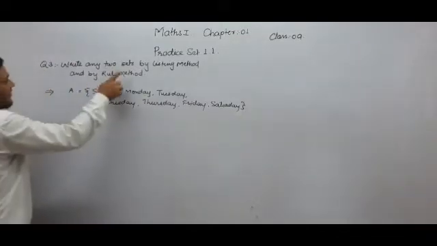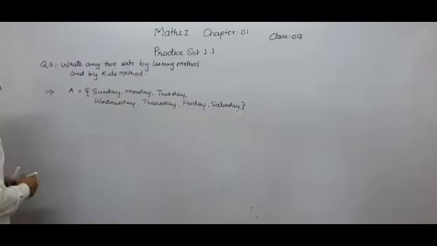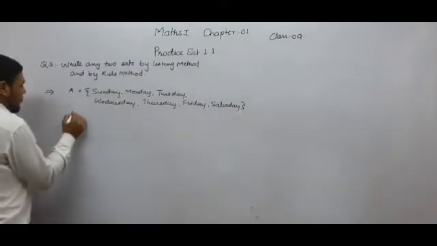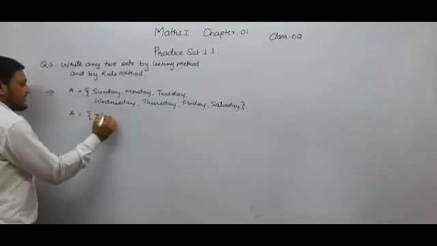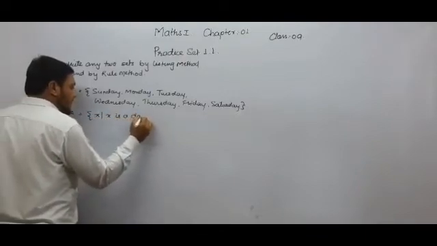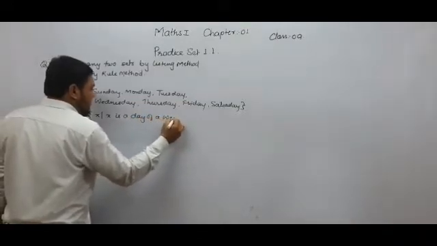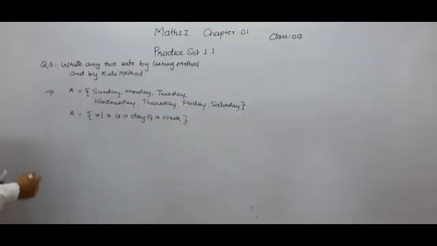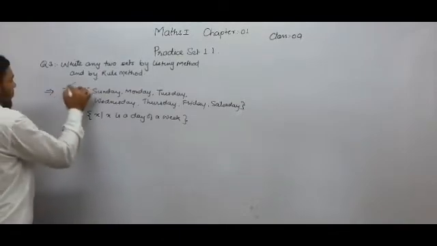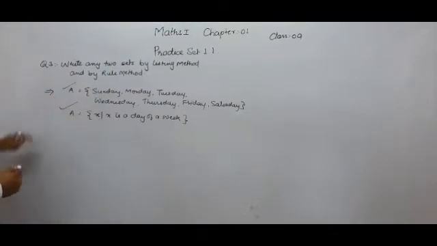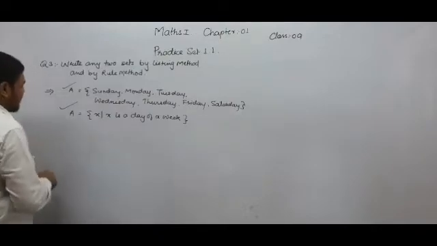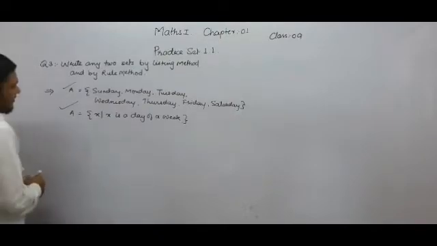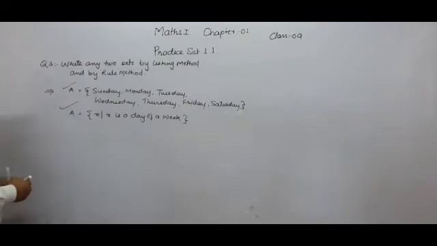So we have to write any two sets by listing method and by rule method. So this is a listing method. This set can also be written by rule method. So we will take one general element x for that: x such that x is a day of a week. So student, this is a listing form and this is a rule form. This set is written by listing method as A is equal to Sunday, Monday, Tuesday, Wednesday, Thursday, Friday, Saturday. And by rule method, this set can be written as A is equal to curly bracket x such that x is a day of the week. So this is one set.